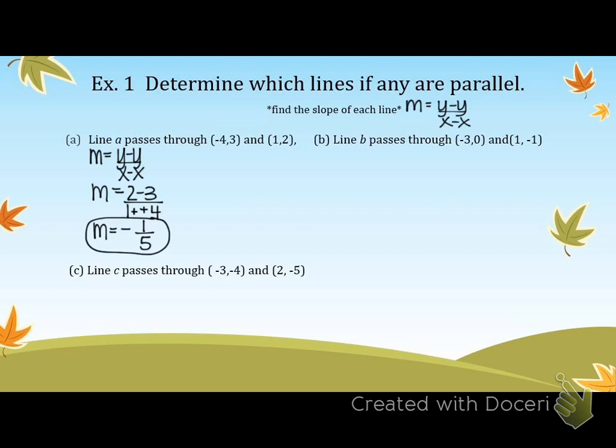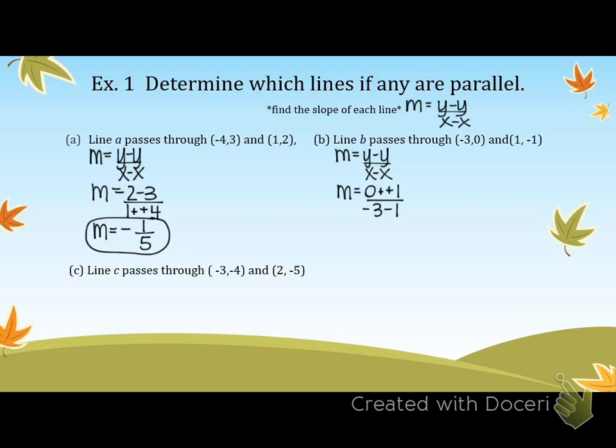All right, letter B. Let's do it again, and let's write the slope formula. So m equals y minus y over x minus x. Hayden, what did you guys do for y minus y? 0 minus negative 1. Okay, 0 minus negative 1. So that was over what? Over negative 3 minus 1. Okay, what did you see right away that you needed to fix? Negative.